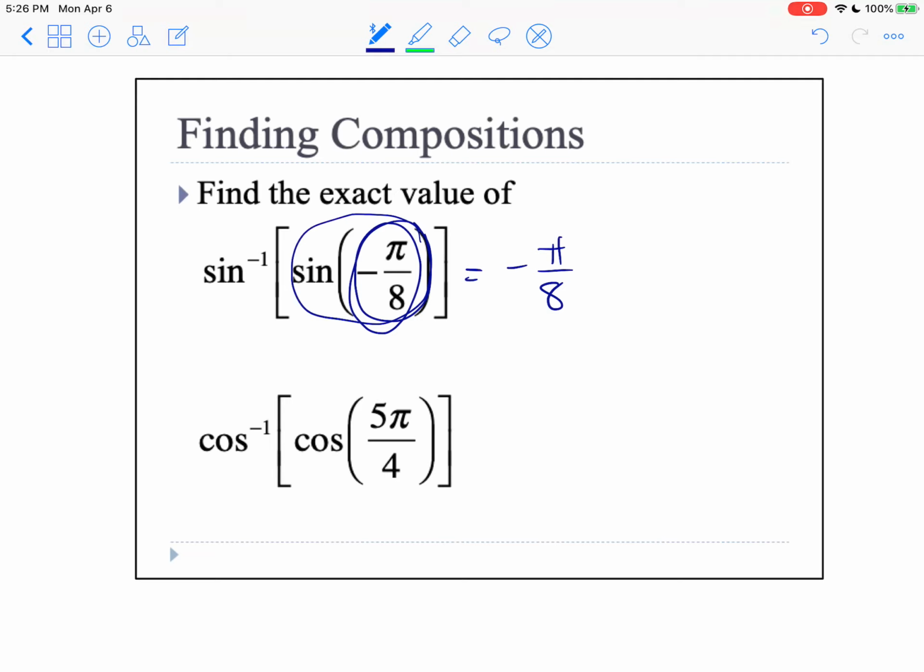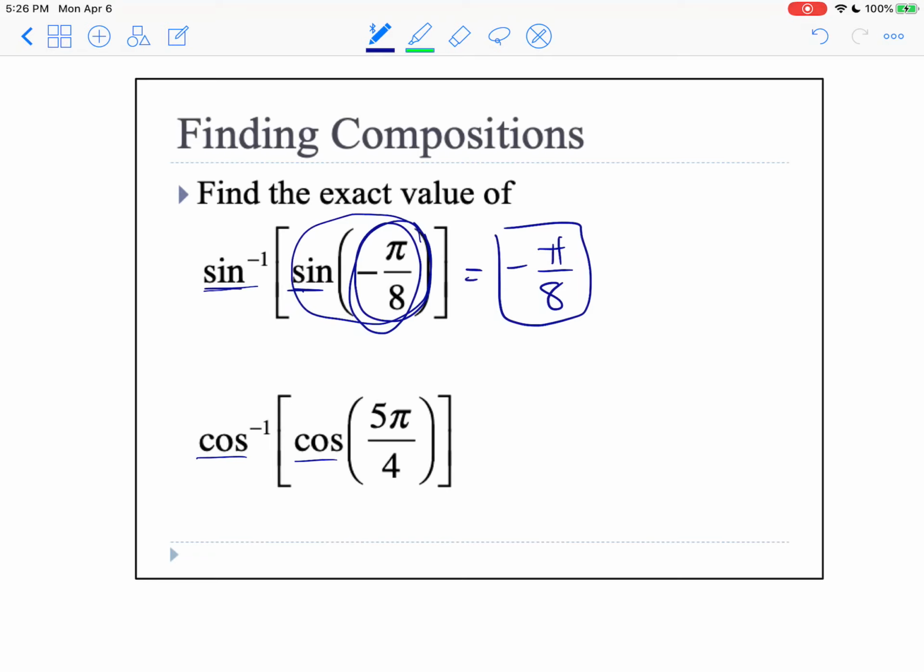Because negative pi over 8 is in between negative pi over 2 and pi over 2, it falls within the range of my inverse sine function, and so it is an acceptable value. Looking at the next example, with inverse cosine, if you think about the first one, these kind of canceled each other out, and we were left with negative pi over 8.